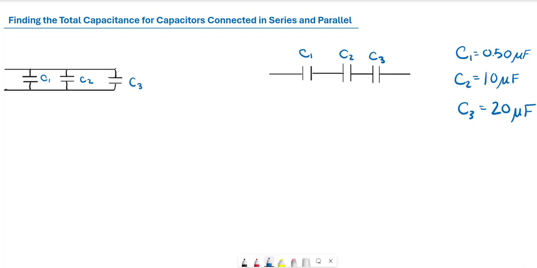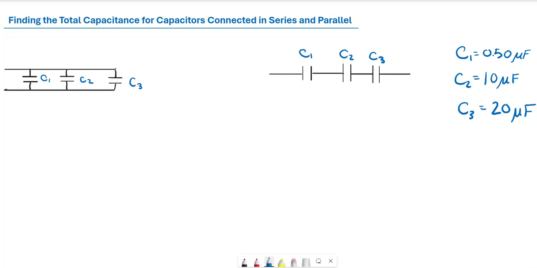Okay, in this video, we're going to find the total capacitance, or the equivalent capacitance, for capacitors that are connected in series and in parallel. So if you remember how to find the equivalent resistance for resistors connected in series and parallel, then you can figure out how to do the capacitance. It's just the opposite of the resistance.